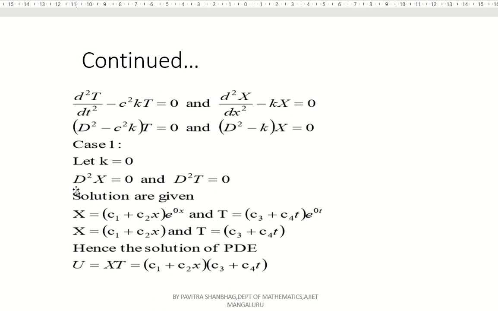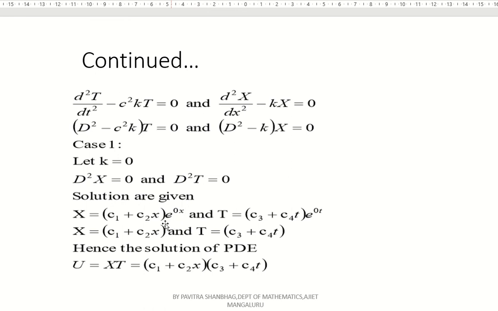So the roots are repeated, the same roots, that is X equals (C1 plus C2 x) e^(0x). T equals C1, C2 already used, so (C3 plus C4 t) e^(0t), because capital T is a function of small t and capital X is a function of small x.